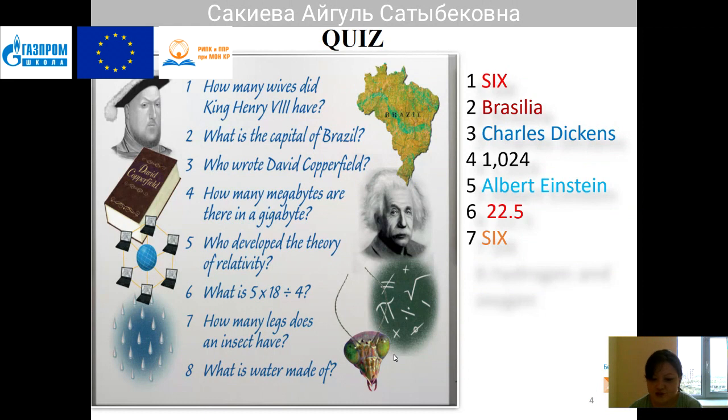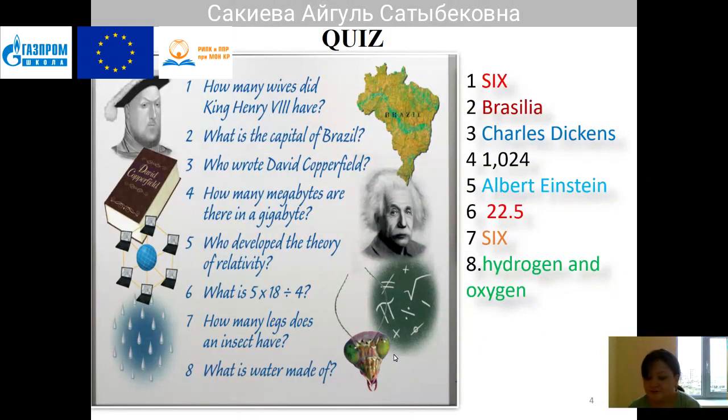Next, the last question. What is water made of? What is water made of? Okay, but can you give me the answer in English? But what do you call it? What do we call it? Okay, let's check the answer. Hydrogen and oxygen. Yes, good. Well done, guys. Most of you found the correct answer, and I can say that you are really good at most of the subjects at school, right? Nice.